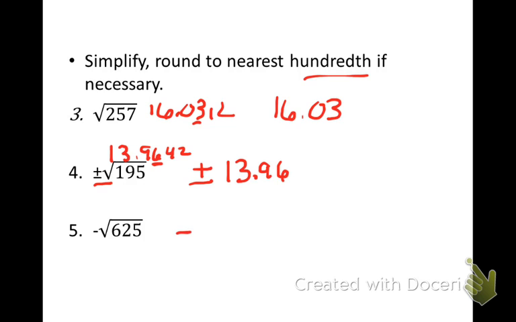Here we know we're going to have a negative in front of it. Square root of 625, that's one you might know. I don't know, but it is 25, so it is a whole number. We didn't have to round on that one.